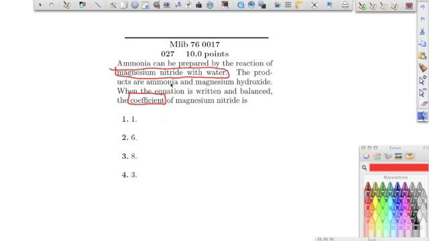So when we're writing this out, we have magnesium nitride. Well, magnesium is a metal, nitrogen is a non-metal, so this is an ionic compound. So when we write this out, we have to crisscross. We have magnesium, and then we have nitrogen. Magnesium has a +2 oxidation number, and nitrogen has a -3 oxidation number. And we crisscross these and we get Mg3N2. And it's reacting with water, which is H2O.